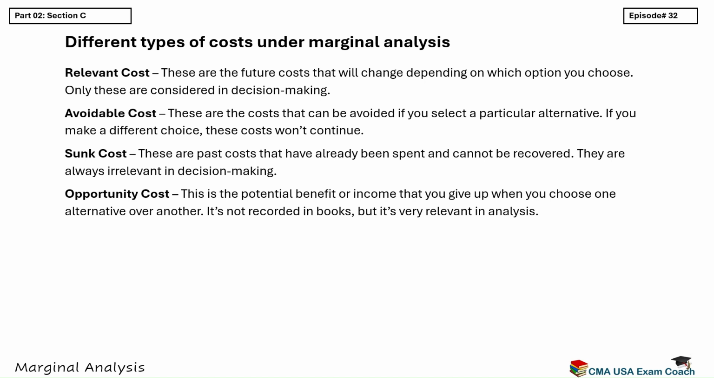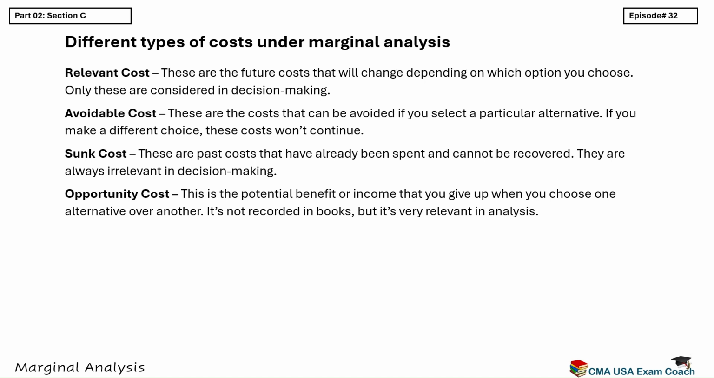Avoidable cost. These are the costs that can be avoided if you select a particular alternative. If you make a different choice, these costs won't continue. Sunk cost. These are past costs that have already been spent and cannot be recovered. They are always irrelevant in decision-making. Opportunity cost. This is the potential benefit or income that you give up when you choose one alternative over another. It's not recorded in books, but it's very relevant in analysis. In the next few slides, we'll dive deeper into each of these with examples and real decision scenarios.